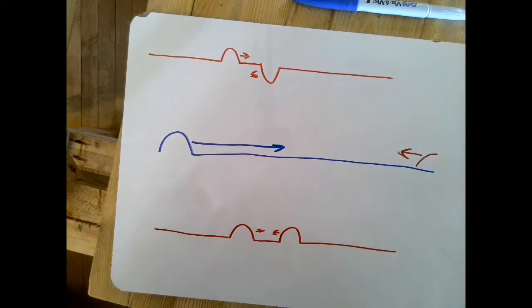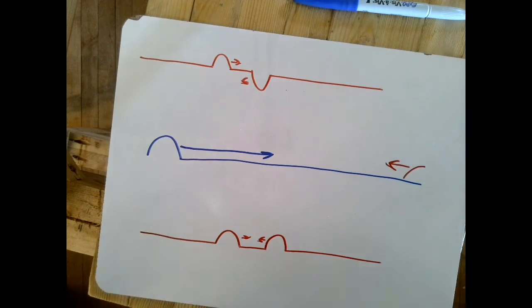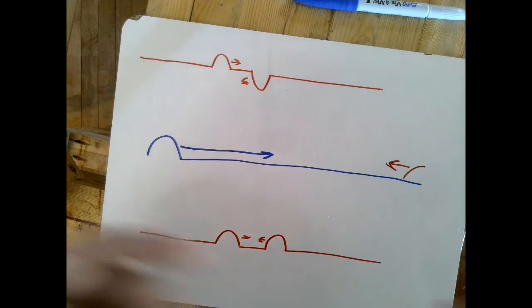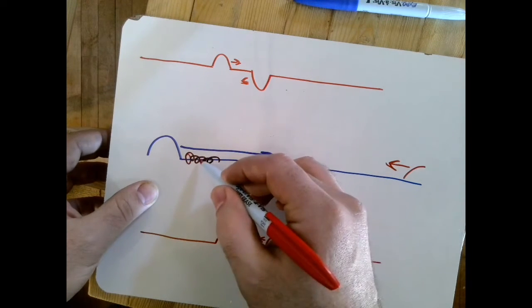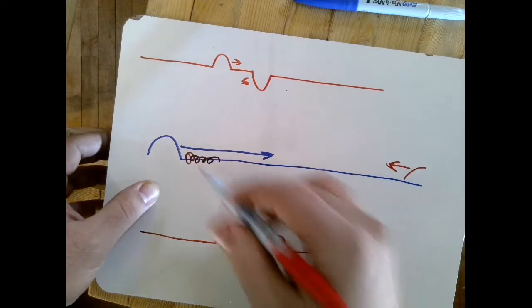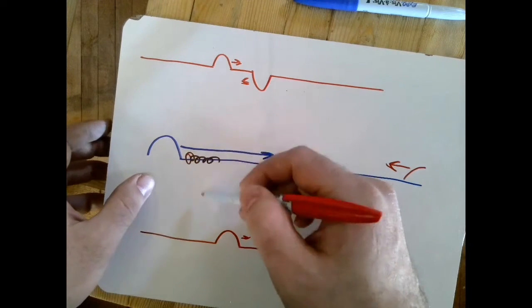I want you to take note of just how these wave pulses move through the spring. And I really want you to remember that what's traveling through the spring is energy. The physical spring, right, there's going to be a coil here. This part of the coil doesn't magically move over here. There is energy that's moving through, but this part of the coil just moves back and forth.